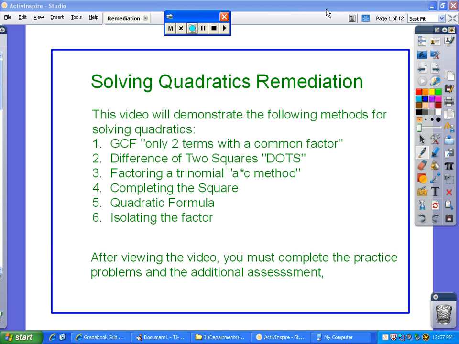Alright, this video is going to go over again how to solve quadratics using the 6 following methods. 1, GCF, you're looking for a common factor. Number 2, difference of two squares, which is DOTS for short. Number 3, factoring a trinomial by the A times C method. Number 4, completing the square. Number 5, using the quadratic formula. And number 6, isolating the factor, which is square roots.